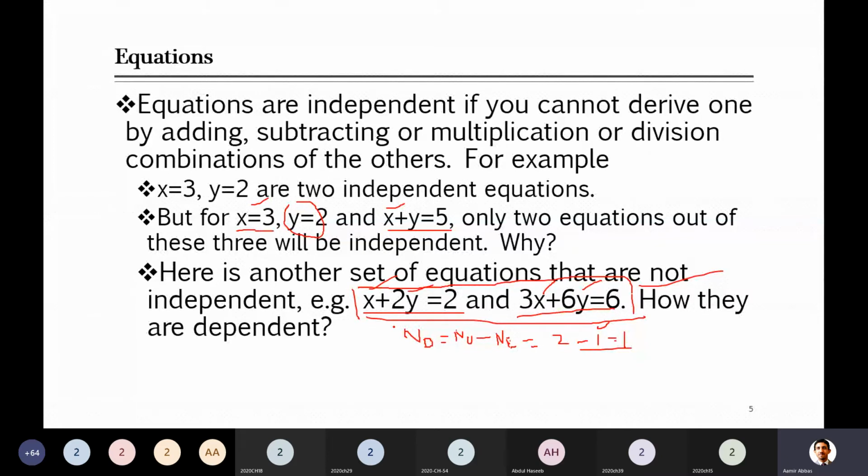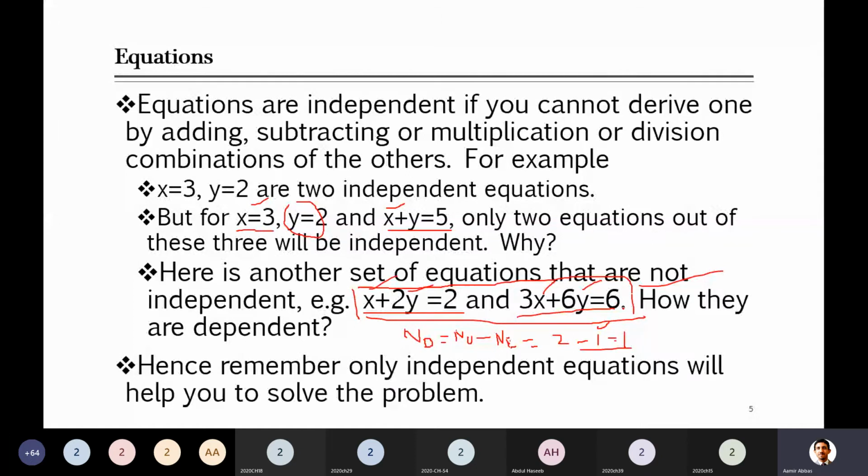If you remember, an under specified system is one in which you need more equations. Due to this, I am telling you that here you have to modify one of these equations to get a second equation. For example, if I write here 3x plus 6y is equal to 7, then definitely it will become another independent equation. 3x plus 6y is equal to 7, and it will make it an independent equation.